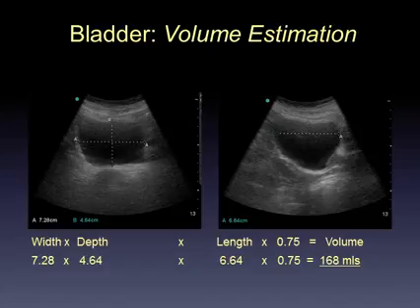And then we simply multiply those three measurements together to come up with an approximate volume of 168 mils once the corrective factor of 0.75 has been applied.